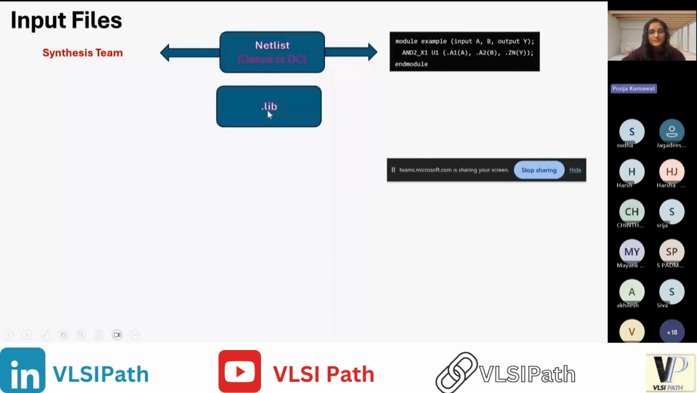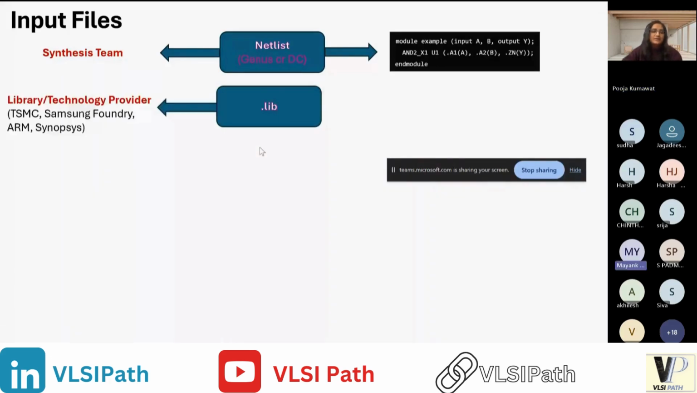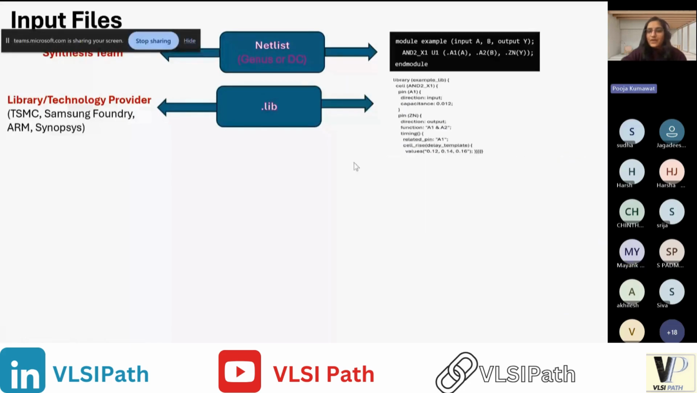Next is .lib. .lib is the Liberty file which has all the PPA information of the standard cells, macros, and IPs, right? This is provided by the library vendor from where we are taking the standard cells and macros, and the format will be this one.